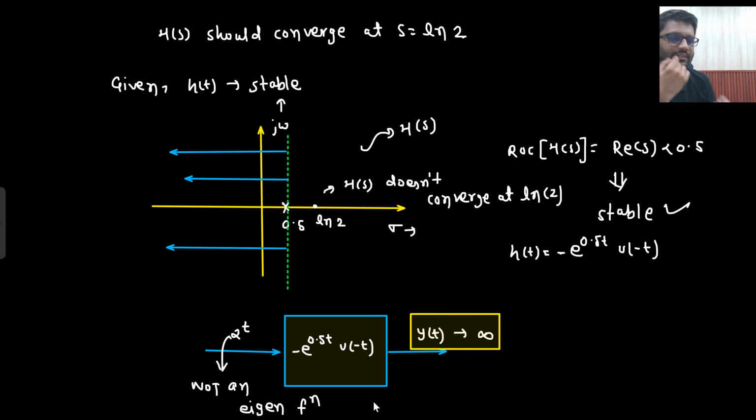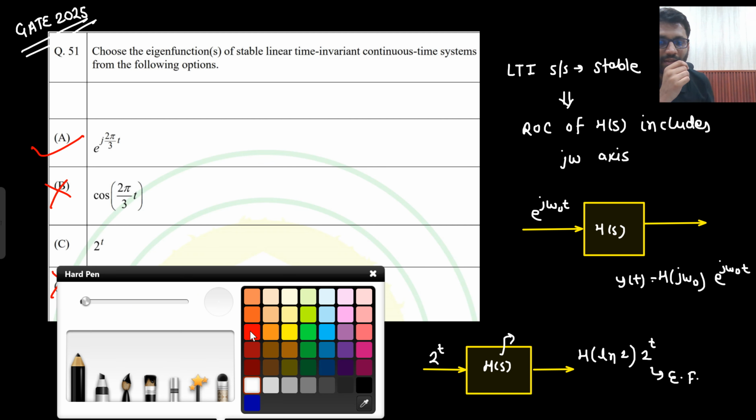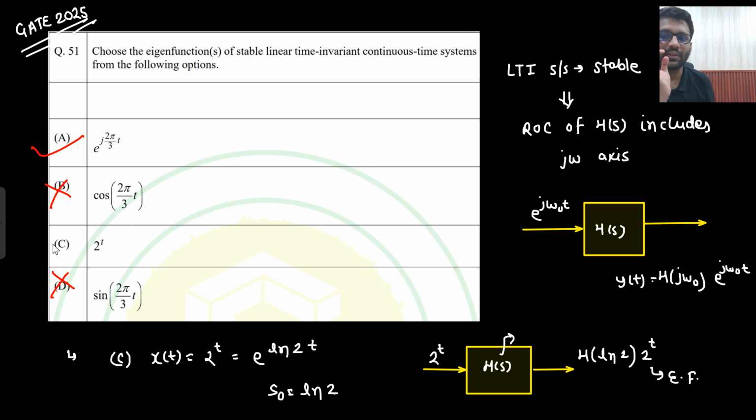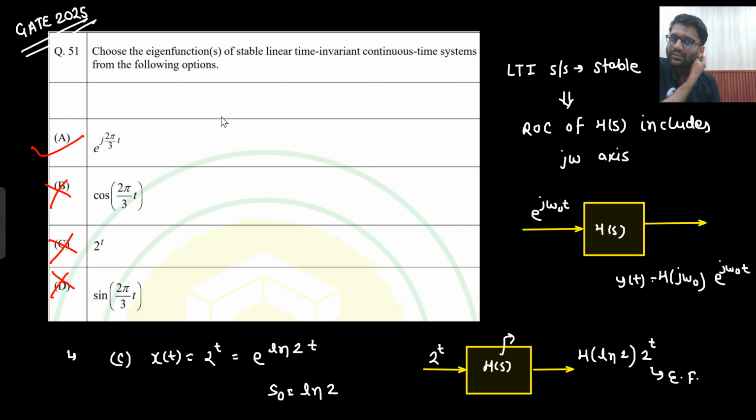So always it is not necessary. Always it is not necessary that for a stable LTI system, 2 to the power t will be an eigenfunction. But they are saying choose the eigenfunction of a stable LTI continuous time system from the following options. That means it should always be satisfied, but always it is not necessary. But this is always necessary, because if the ROC includes the j omega axis, then only it will be stable. So if they are saying it is stable, that means it will include the j omega axis.